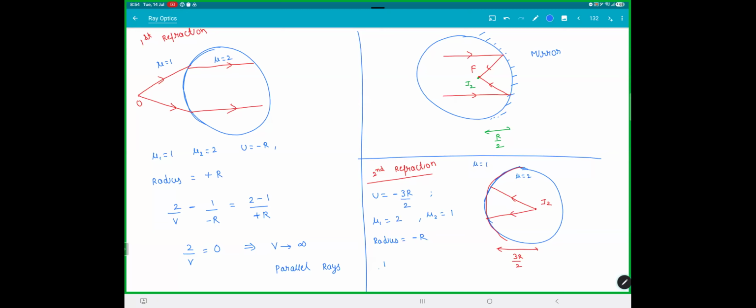Apply the formula, you get mu2 by V, which is 1 by V, minus mu1 by u, which is 2 by minus 3R by 2, is equal to mu2 minus mu1, 1 minus 2, by minus R. I think I scribbled it too much.